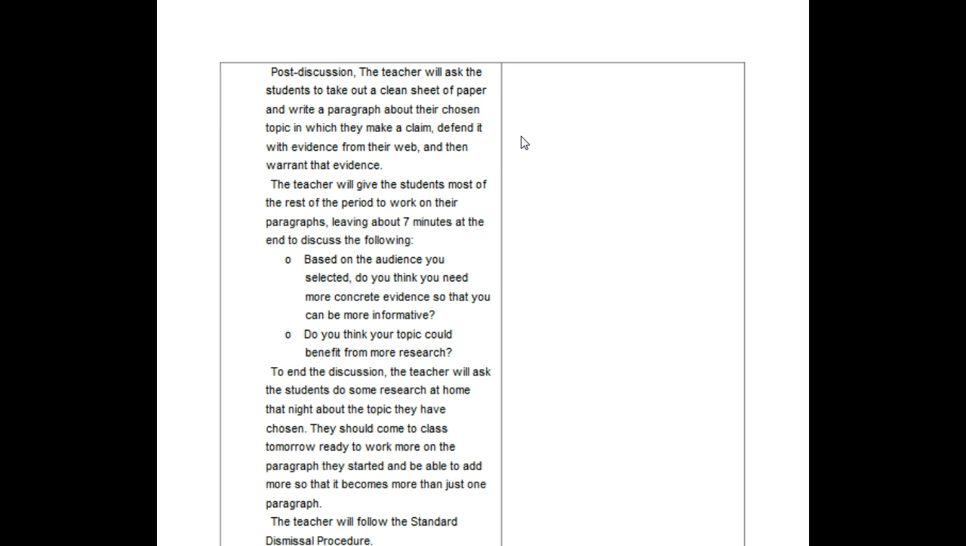You say, write a paragraph about your chosen topic in which you make a claim, defend it with evidence from their web, and then warrant that evidence. Warrants are extremely difficult to teach. Extremely difficult. The kids will need to practice them over and over and over again. So thinking that you can just assign to the kids, write a paragraph, and that they will be able to do it, misses the opportunity for direct instruction here. You need to be structuring their work, you need to be bringing in information, you need to be reviewing, you need to be setting expectations, and you need to teach them how.